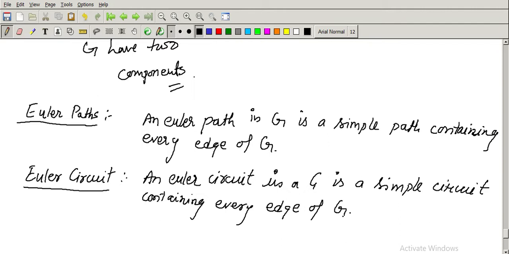So now the concept of Euler path and circuit: I draw a simple graph for you, and we will find which one has an Euler circuit and which one has an Euler path. So we have this figure, I'm just taking this example.